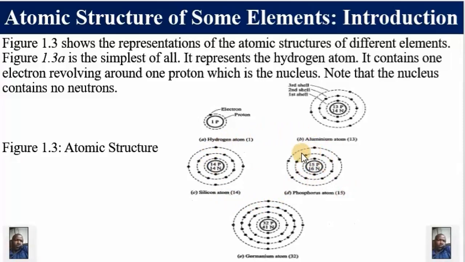Phosphorus has got 5 electrons in the valence shell. Aluminium, it's a group 3 element. It has got 3 electrons in the valence shell. Phosphorus, group 5 element, it has got 5 electrons in the valence shell. Group 4 elements have got 4 electrons in the valence shell. So that's basically what we are doing. We are simply analyzing the atomic structure of some elements.